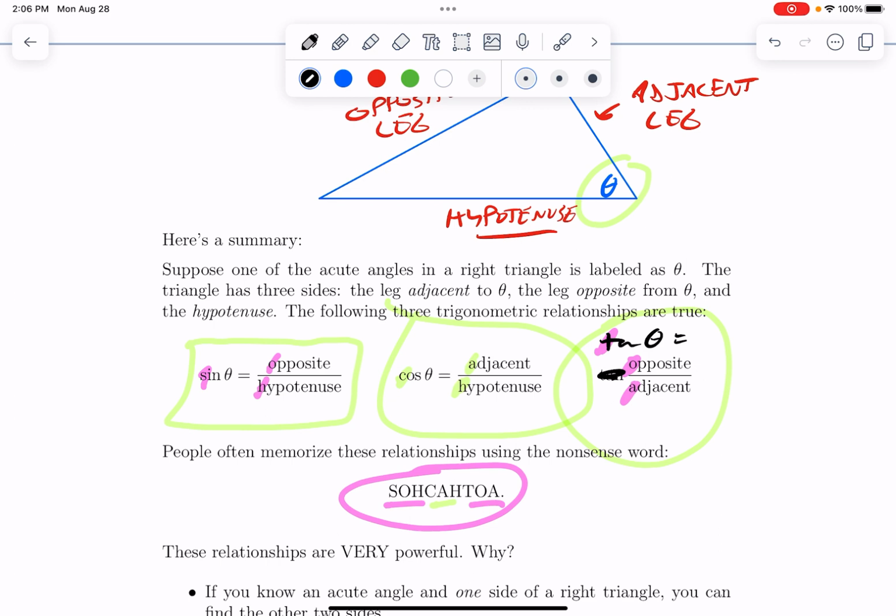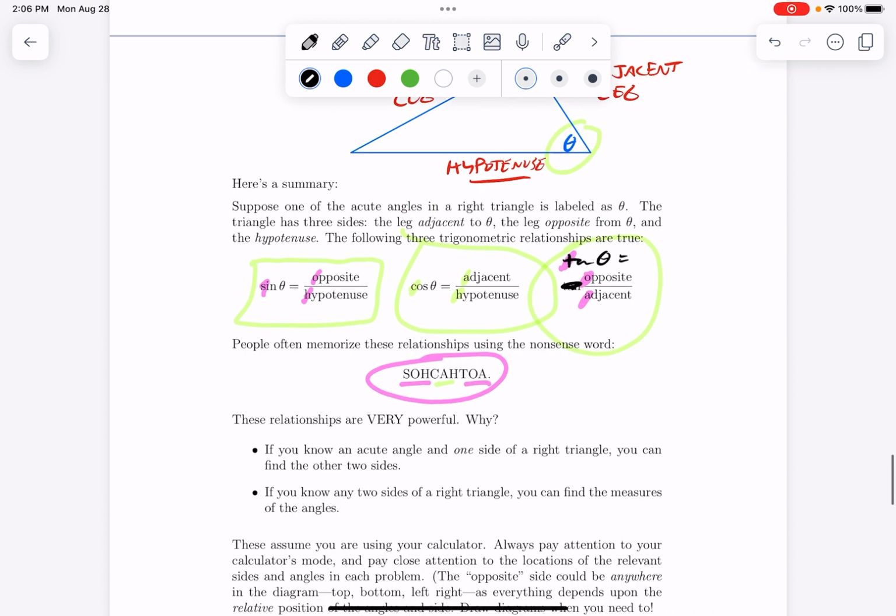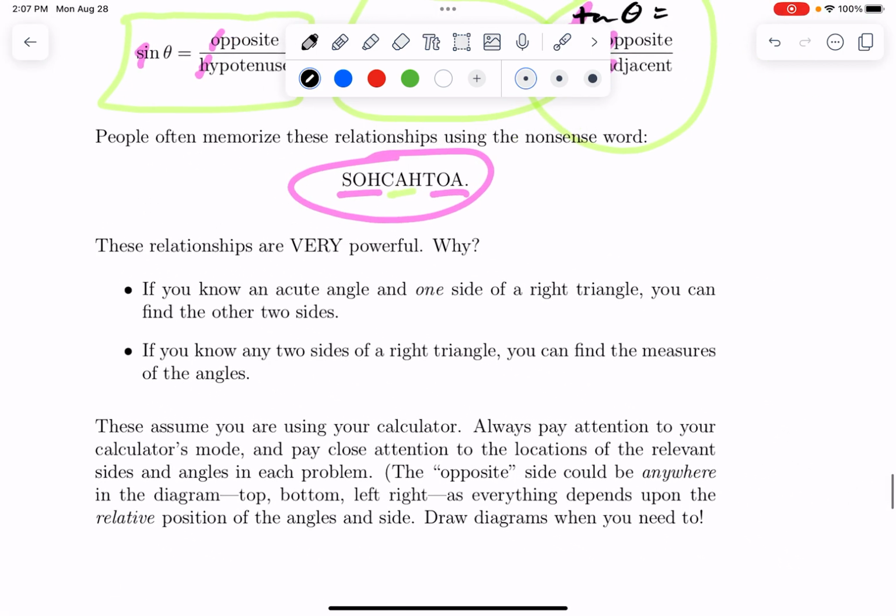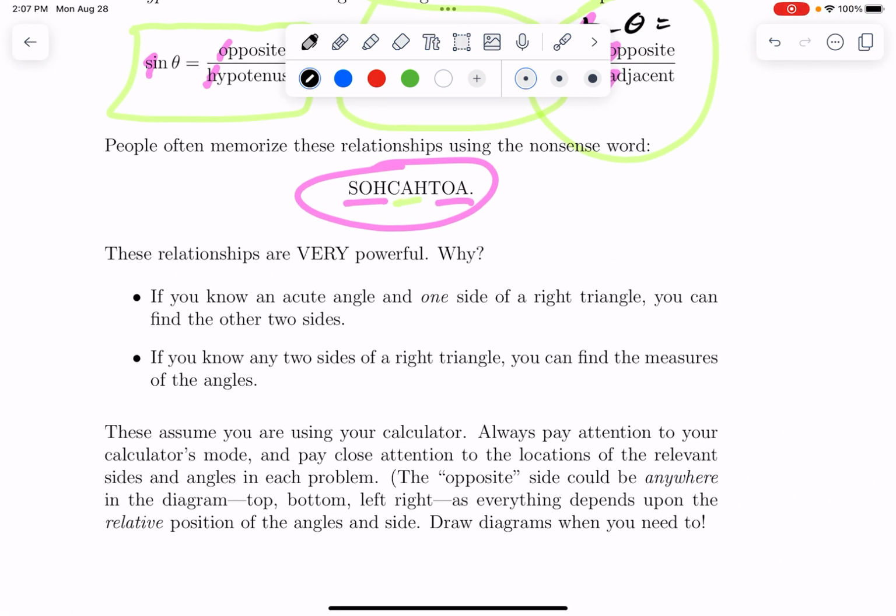And these relationships are very powerful. Why? Well, if we know an acute angle and one side of a right triangle, we can figure out the other two sides by using these. And if we know any two sides of a right triangle, we can find measures of the angles. These assume that we're using our calculator. And if you're using the calculator, pay attention to the mode. And all the time, pay attention to the relevant sides and the locations of everything, right?